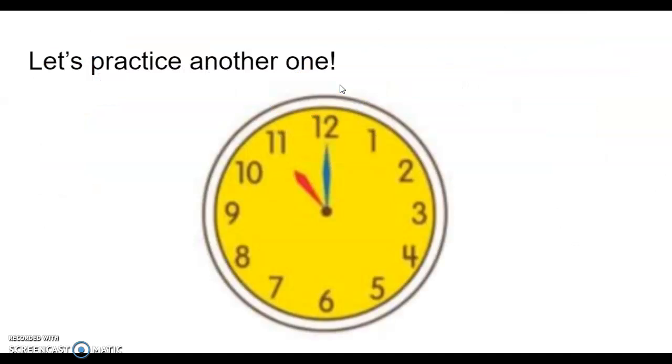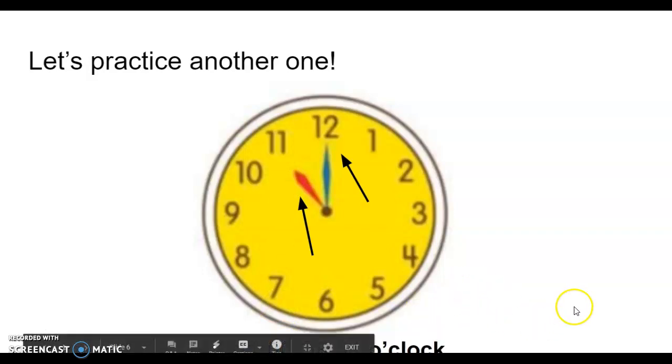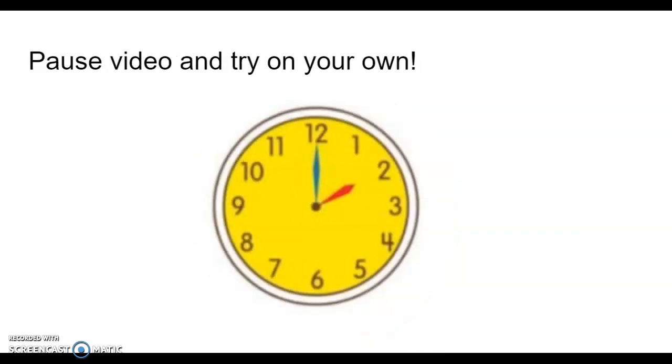All right, let's practice another one. So here we go. First, we're going to look at the hour hand, which is pointing to the 11. Good job. And our minute hand is pointing to the 12, which remember, we say o'clock. So what's the time? 11 o'clock. There are two different ways to write it, as 11:00 with two zeros behind it, which shows us that there are no minutes, or as 11 and you write the word o'clock.